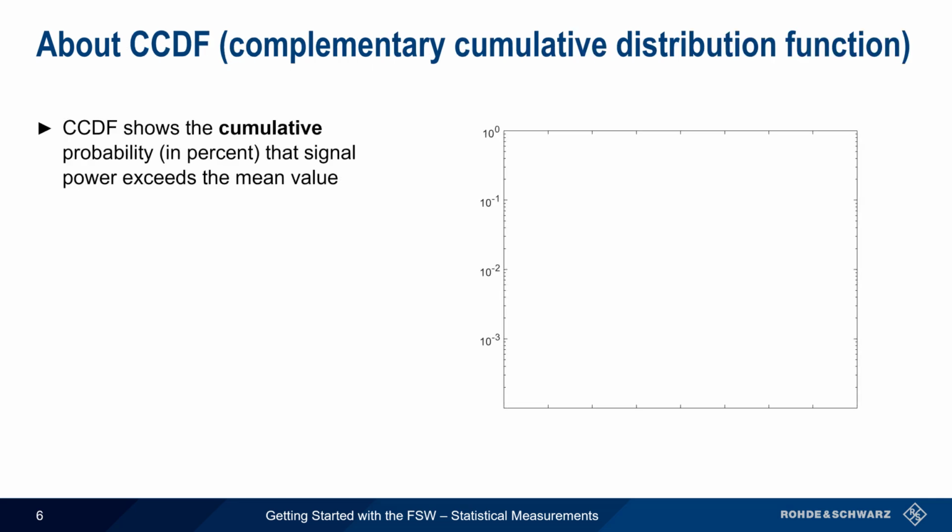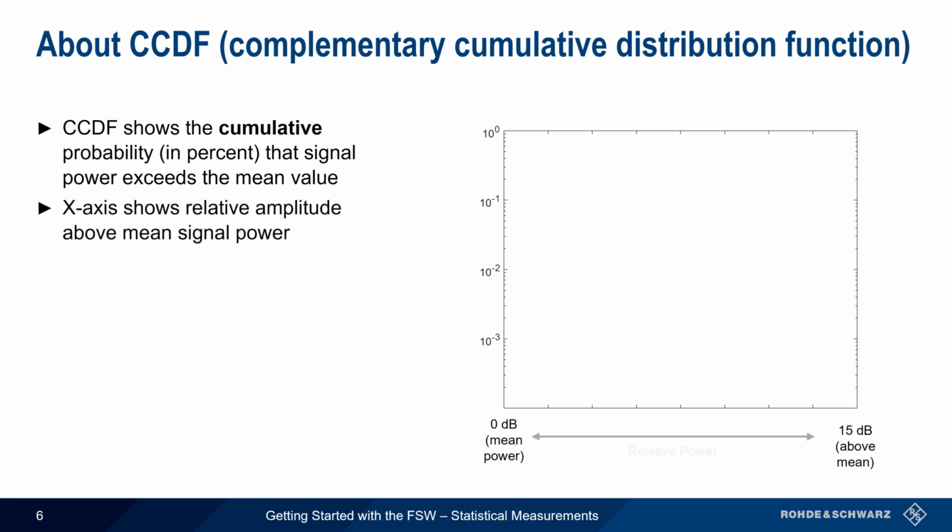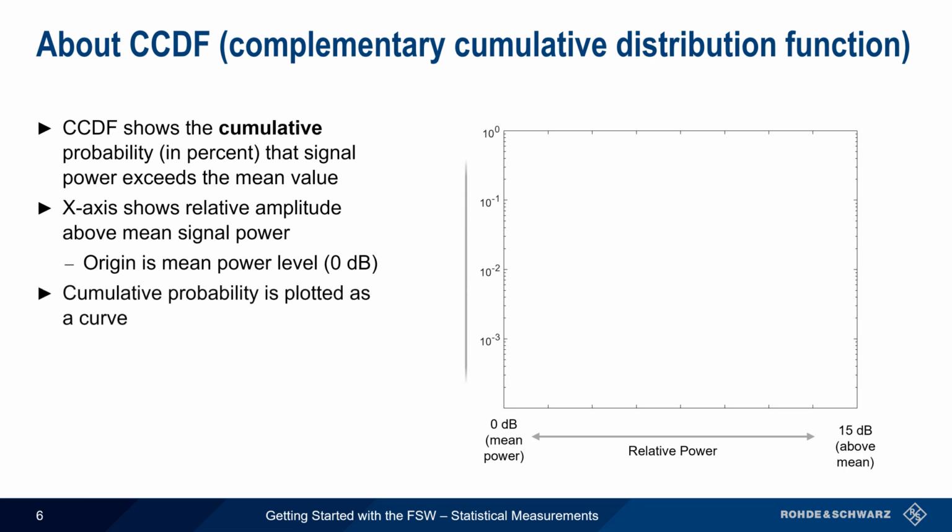CCDF, on the other hand, shows the cumulative probability, in percent, that signal power exceeds the mean value. On a CCDF graph, the x-axis shows relative amplitude above mean signal power. The origin of this graph, therefore, represents the mean or average power level, that is 0 dB. The cumulative probability of exceeding the mean by n dB or more is then plotted.